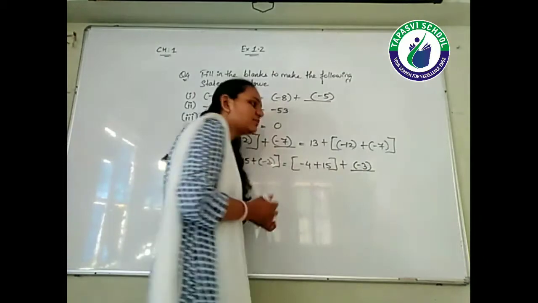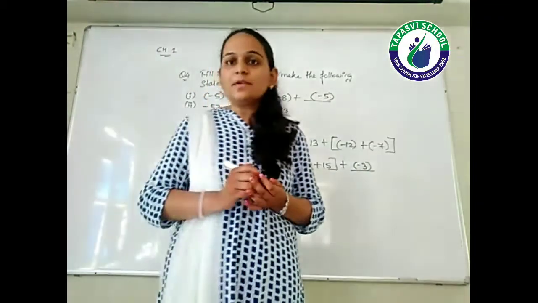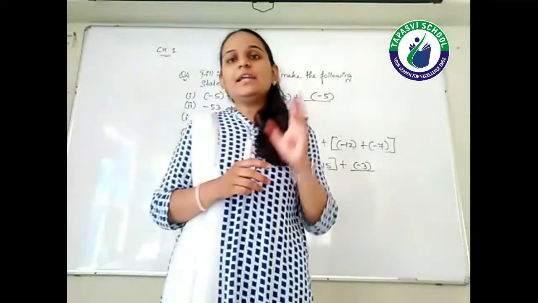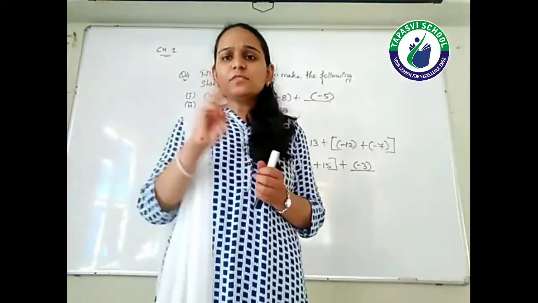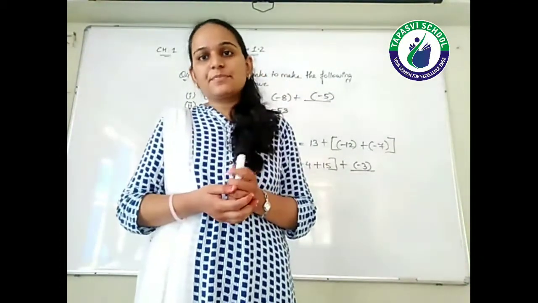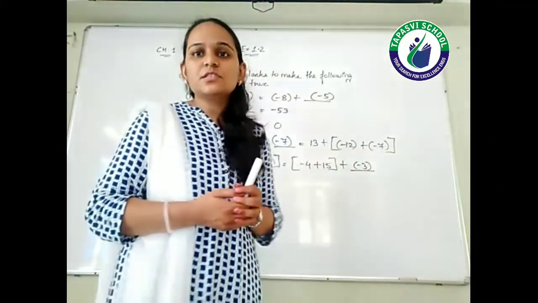That is associative property. What does associative property say, students? There are 3 integers in it, right? And in those 3 integers you can change the grouping of those integers to get the same answer, right students? I hope you understood with this question.